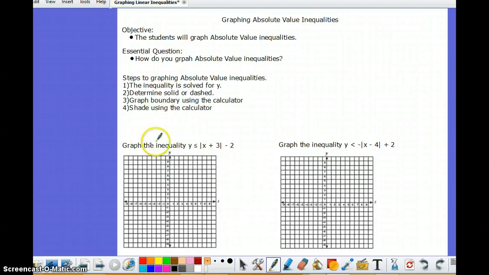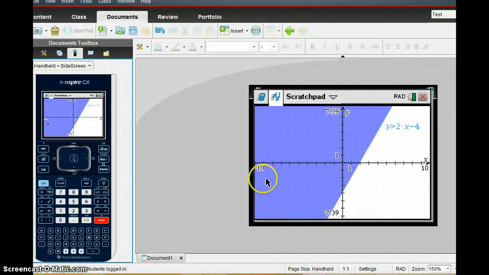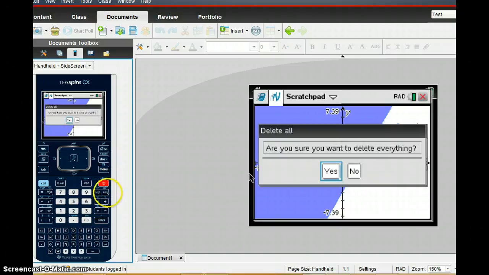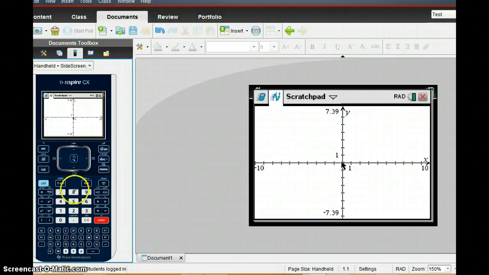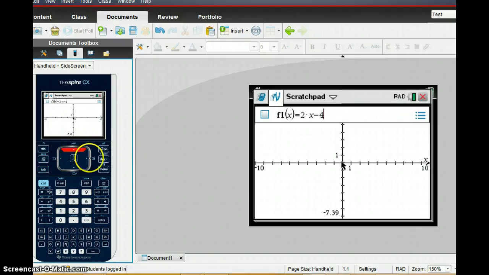Alright, so we want to graph the inequality y is less than or equal to the absolute value of x plus 3 minus 2. So I can tell you right now, looking at that, it's going to be solid. Alright, so now we're going to take this and put it in the calculator. But we're going to put it in using the equation first, just like we did with that second example. So tab, we want to go up. We're going to delete this. Whoops. Alright, so we want the equation first.